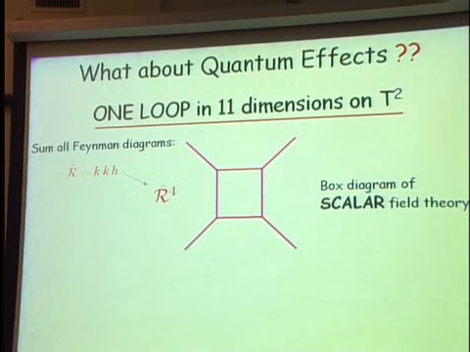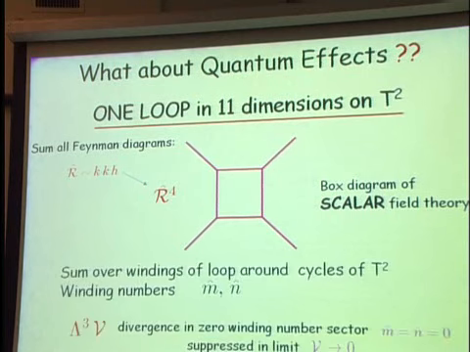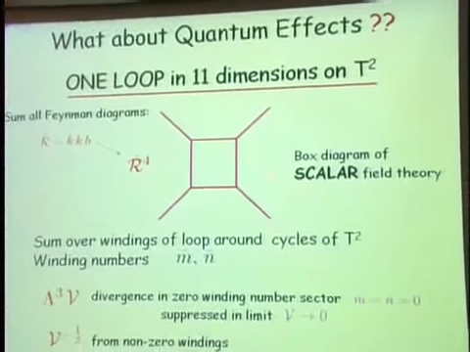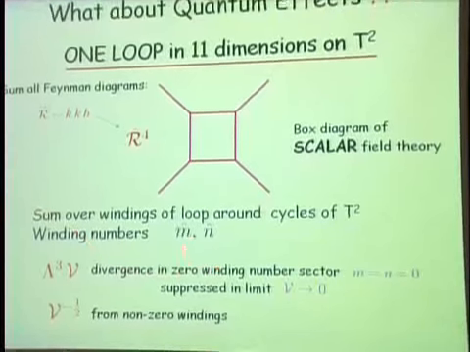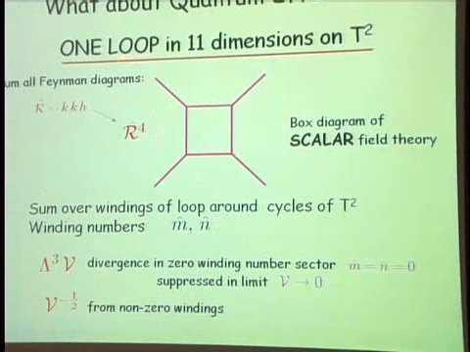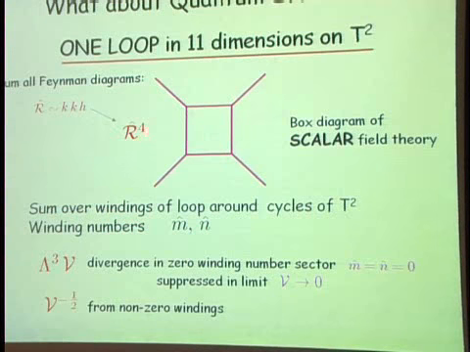And this is to be evaluated on a 2-torus. One way of evaluating it is to think of this particle going around the loop, winding around the 2 directions of the 2-torus with winding numbers m-hat and n-hat. And you then discover that this is of course divergent, but it's much less divergent than it would have been were there not this prefactor.